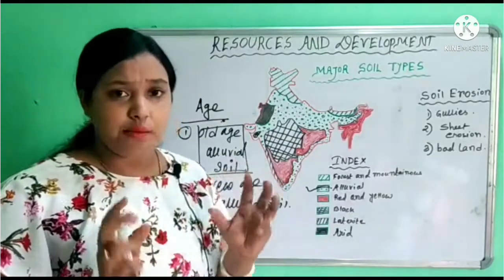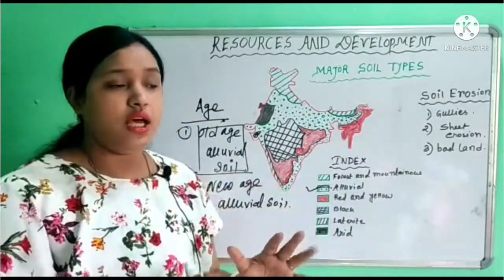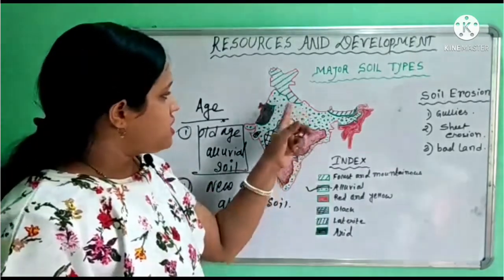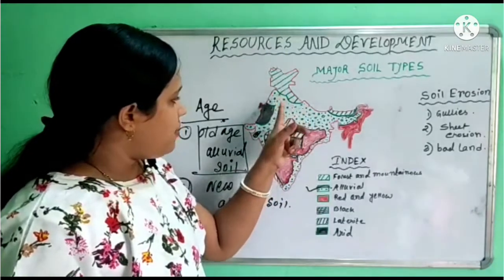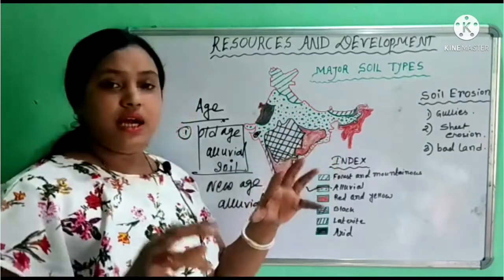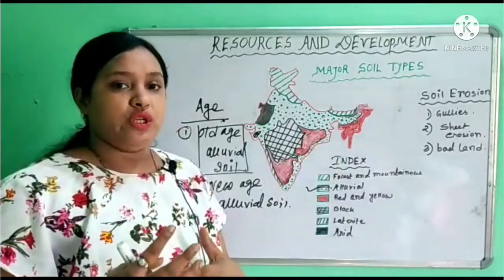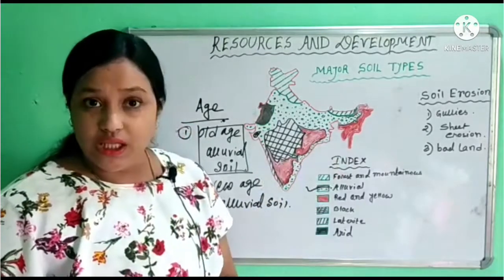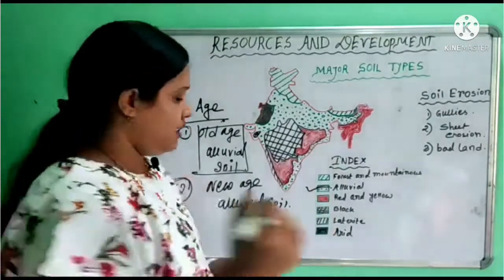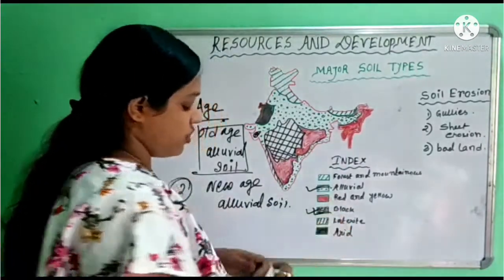So this is a simple description of the alluvial soil which we find in India. It mostly covers Uttar Pradesh, some parts of Punjab and Haryana, then Assam and West Bengal. These are some of the states which are mainly covered by alluvial soil. Now next we talk about black soil. Our second soil is black soil.